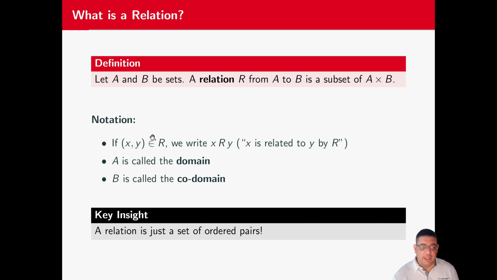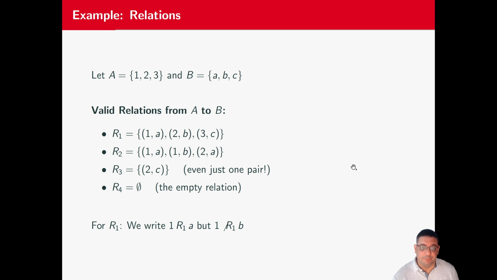So essentially, if we have an ordered pair (x, y) that belongs to the relation, then we write that x is related to y. A, in this case, is going to be called the domain, and B is going to be called the codomain. A relation is just going to be a set of ordered pairs.